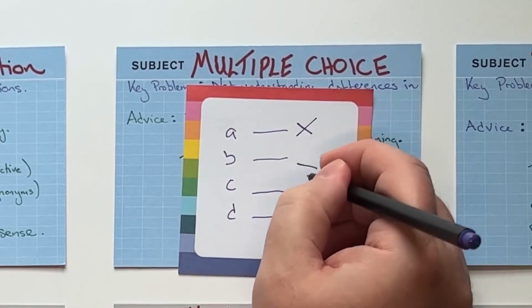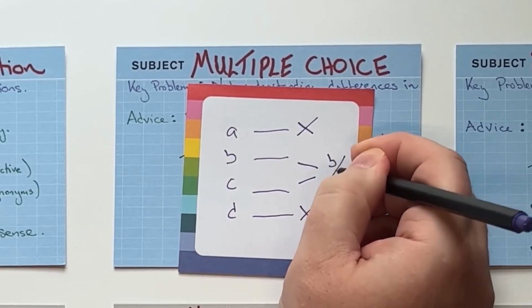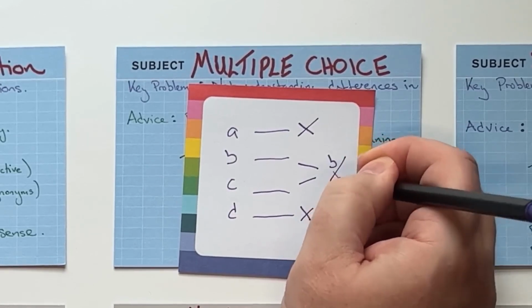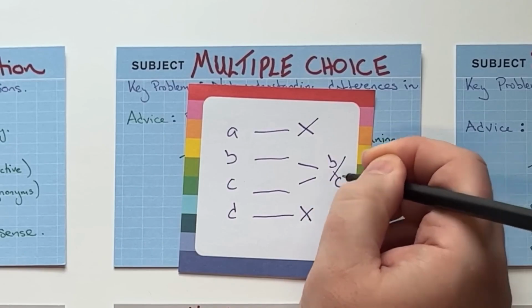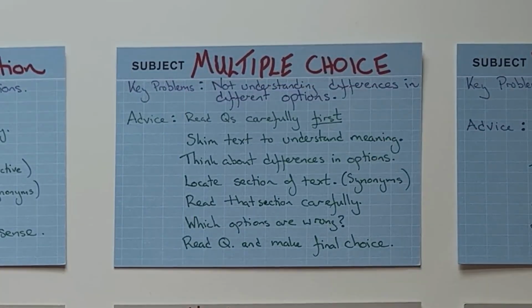That leaves you with 2 options, B or C. Then you can focus in on B and C and think, what is the big difference between B and C? And then check the text again. Oh, it is C. So finally, read the question and make the final choice.